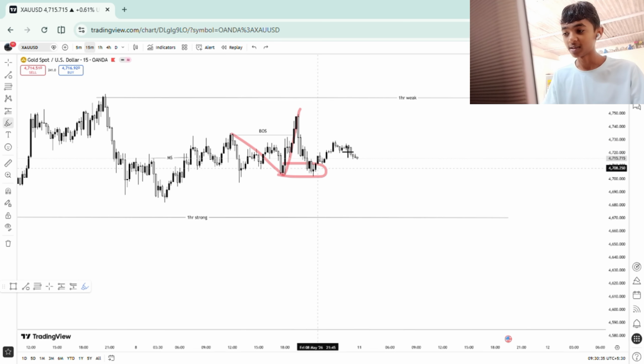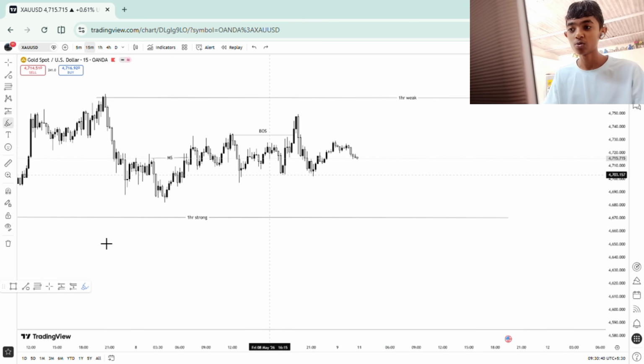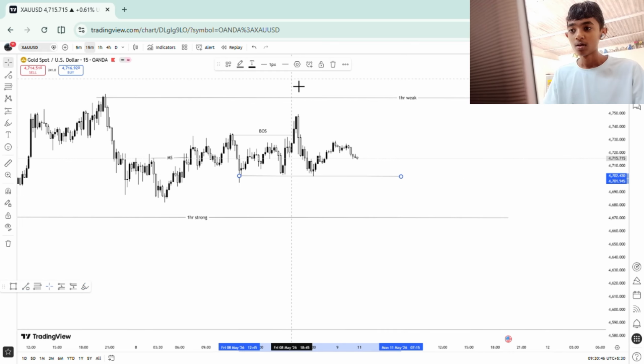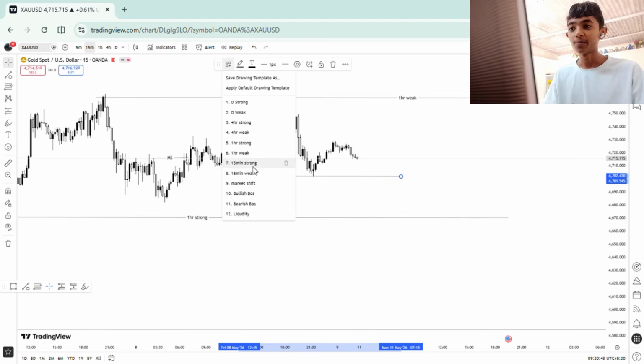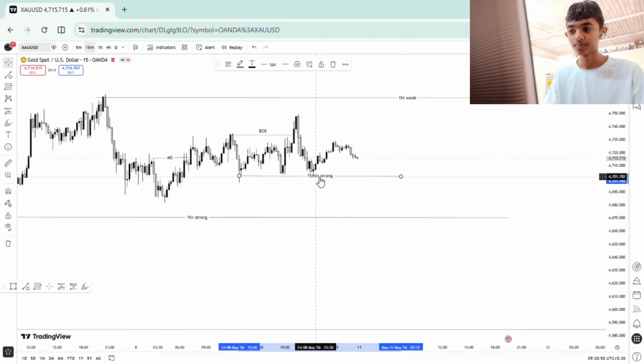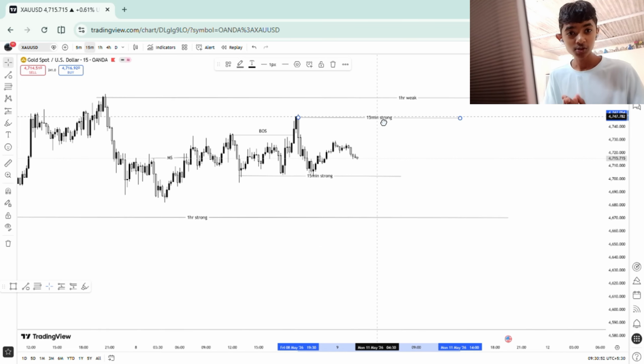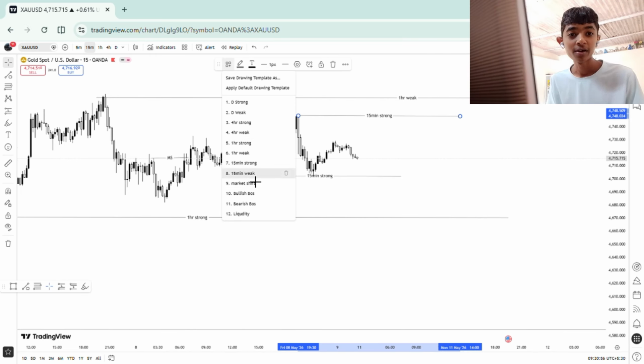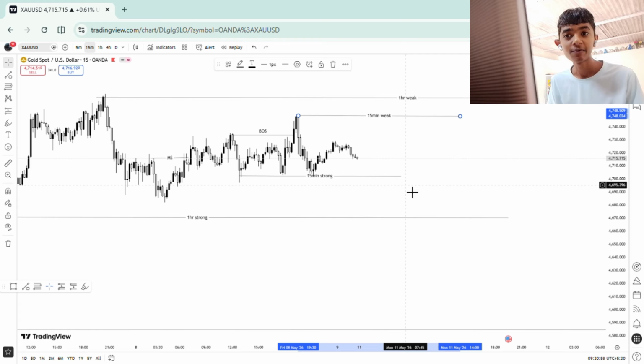Now let me mark this as a 15-minute weak and strong low. This is a 15-minute strong and this is a 15-minute weak. Now we have our swing range and swing. We have our 4 hour, 1 hour, daily and 15-minute range. But where to enter? Yes, that's the next point.